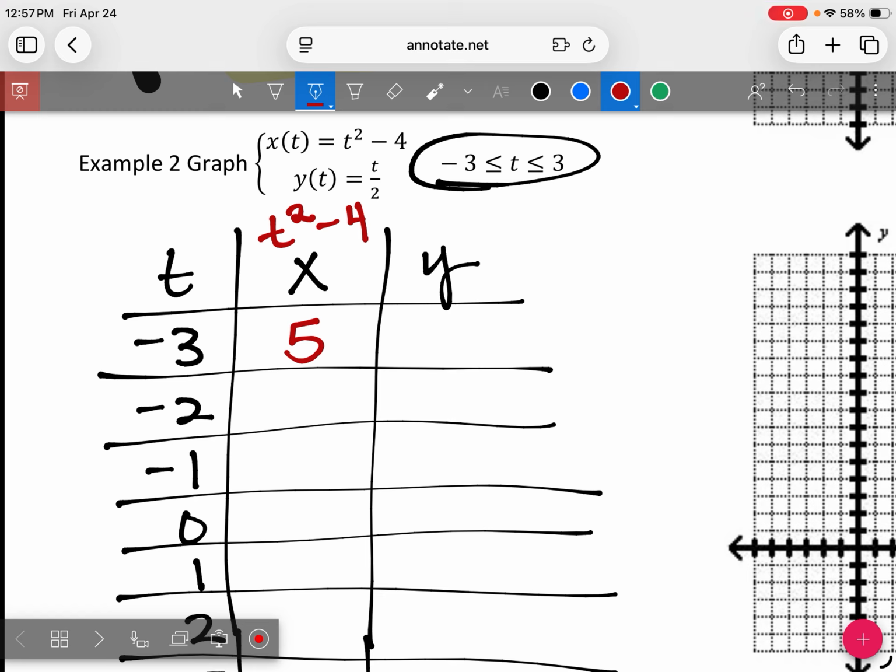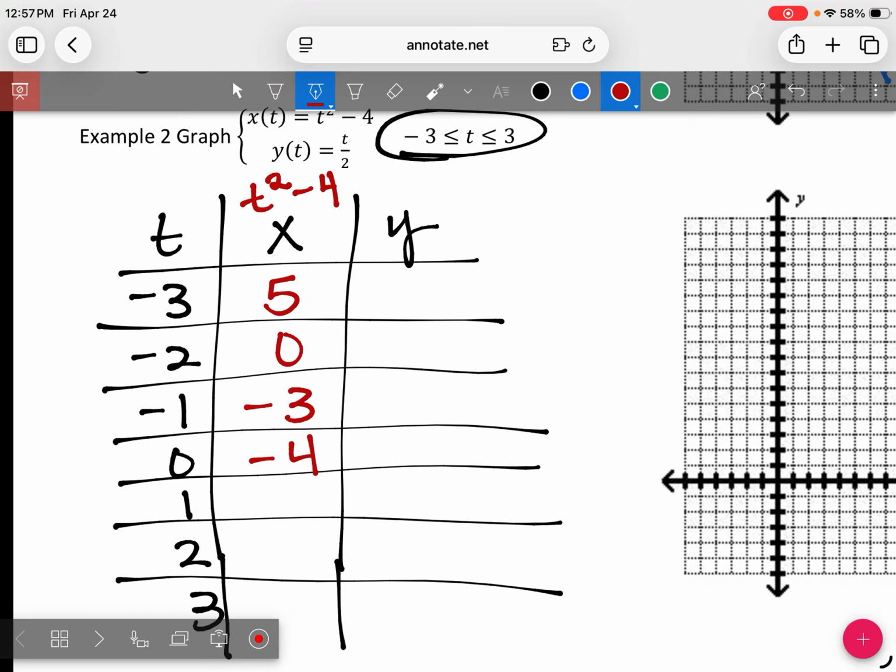-2 squared is 4. 4 minus 4, 0. -1 squared is 1. 1 minus 4, -3. And then we're going to repeat. So that's my X values.